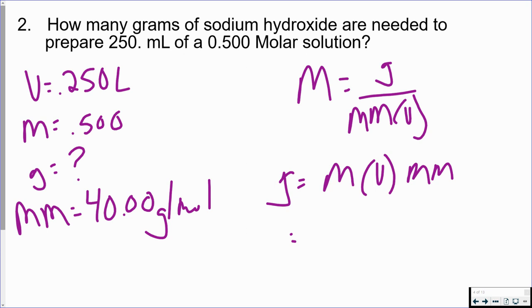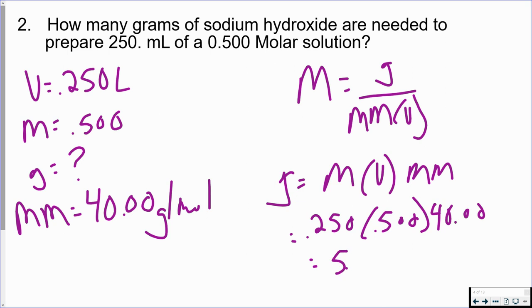Remember, grams is equal to M times V times MM. So when you plug that in, you have 0.250 times 0.500 times 40. And your final answer. So you're really going to take half of 40 and then take a quarter of that. You're going to get 5.00 grams of NaOH. That is molarity. So there's one more type of concentration we're going to talk about today, and that is going to be percent concentration.